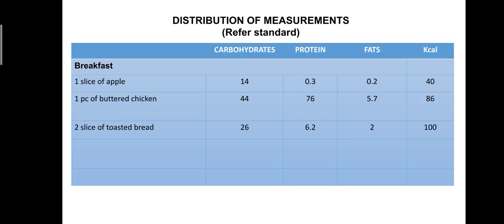Next is the distribution of measurement. For the breakfast, we have 1 slice of apple and it has carbohydrates of 14, protein of 0.3, fat of 0.2 and kcal of 40. For the 1 piece of buttered chicken, it has carbohydrates of 44, protein 76, fat of 5.7 and kcal of 86. For the 2 slices of toasted bread, it has carbohydrates of 26, protein of 6.2, fat of 2 and the kcal is 100.